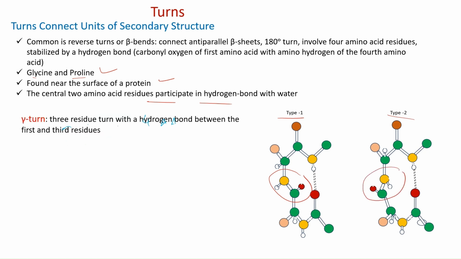The most common turn is the beta turn that connects to antiparallel beta sheet, and the rarest turn is gamma turn, which consists of 3 residues. The beta turn consists of 4 amino acid residues, whereas gamma turn consists of 3 amino acid residues, but this is rare. The most common is the beta turn.